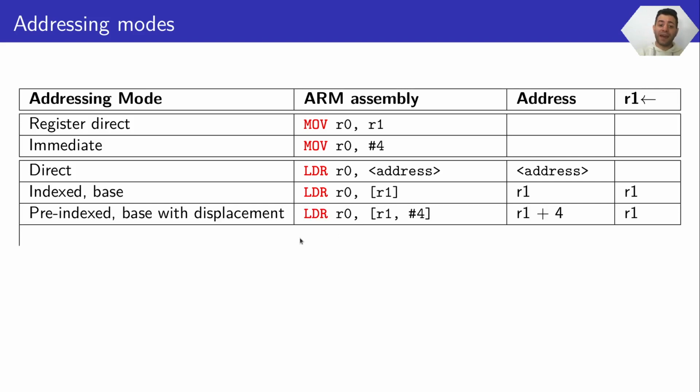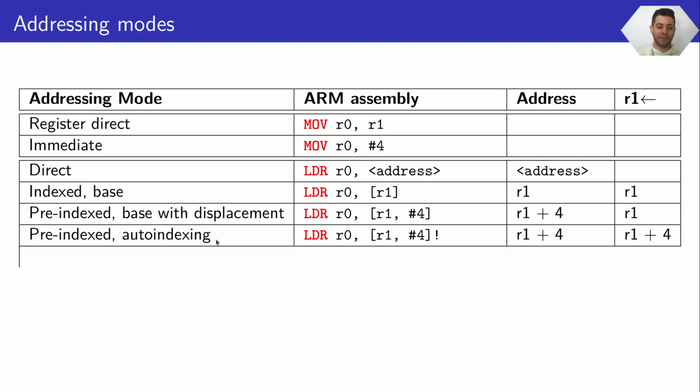Now, pre-indexed with base with displacement. So here we have R1, 4, and this means that we are summing R1 plus 4. This is the resulting address in memory. At the end of the computation, R1 is always R1. And then we have pre-indexed, auto-indexing. It means that just by adding this exclamation mark, at the end of the computation the processor will update R1 with the value of R1 plus 4, so the value that is calculated here.